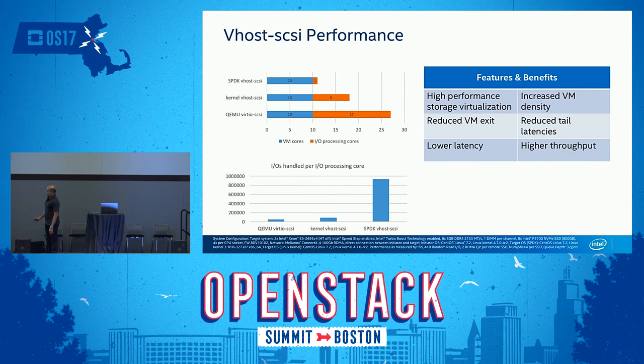The bottom chart shows you how many IOPS I can handle per core. And as you can see, we're able to handle almost a million IOPS per core easily, which translates to this: if I have a state of the art NVMe device today that gets me close to a million IOPS, I only need one core on my host, or one virtual core, to get all of that bandwidth.